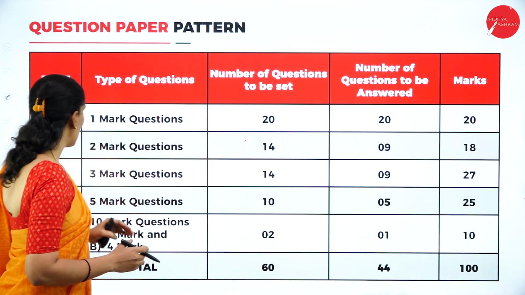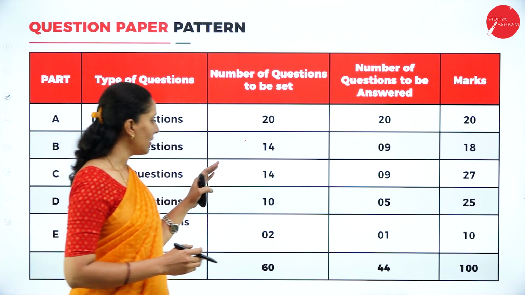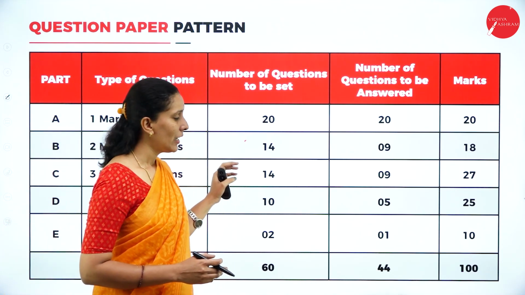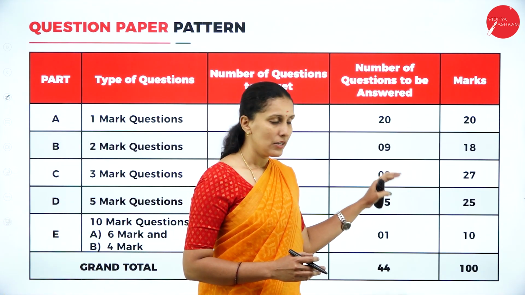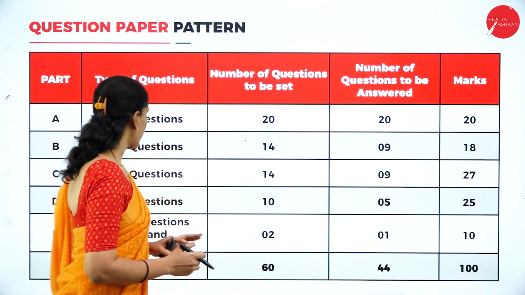marks. Next, from part C section, you have 3 marks questions and there also you have 14 questions. You are supposed to answer any 9. So 9 threes are 27 marks from section C.